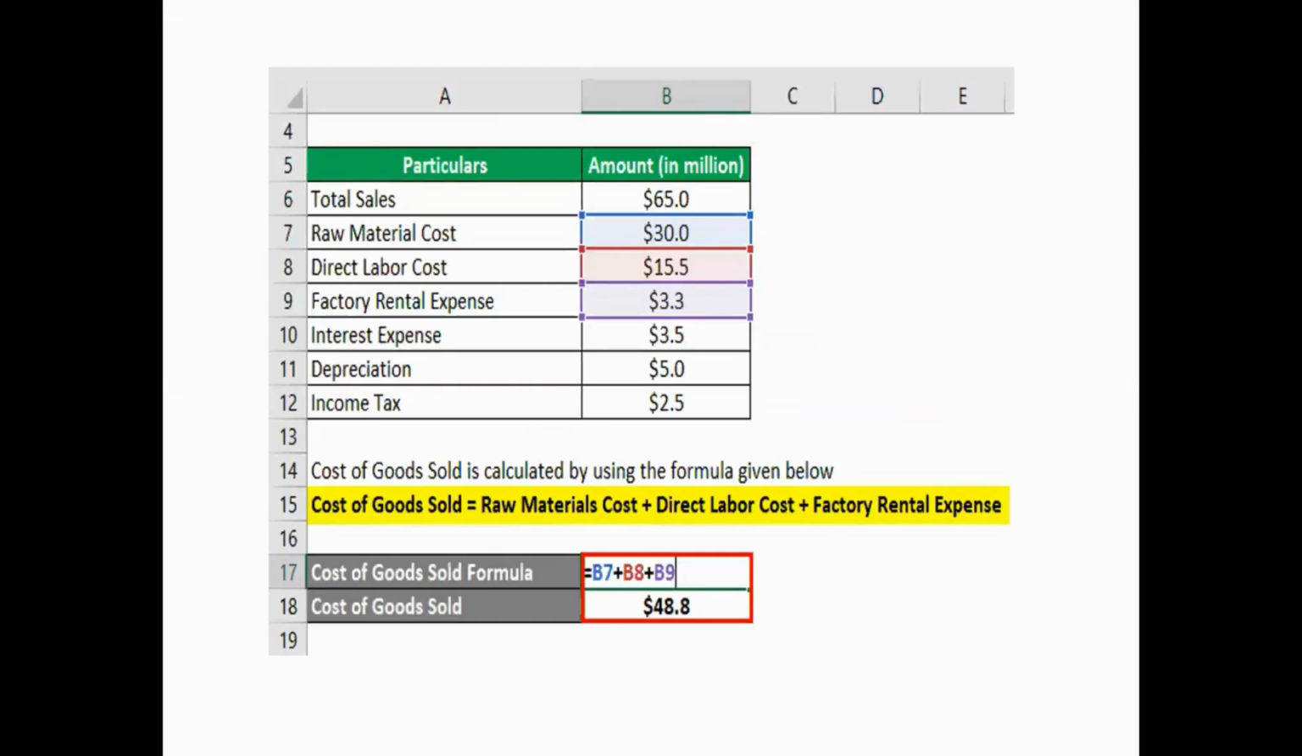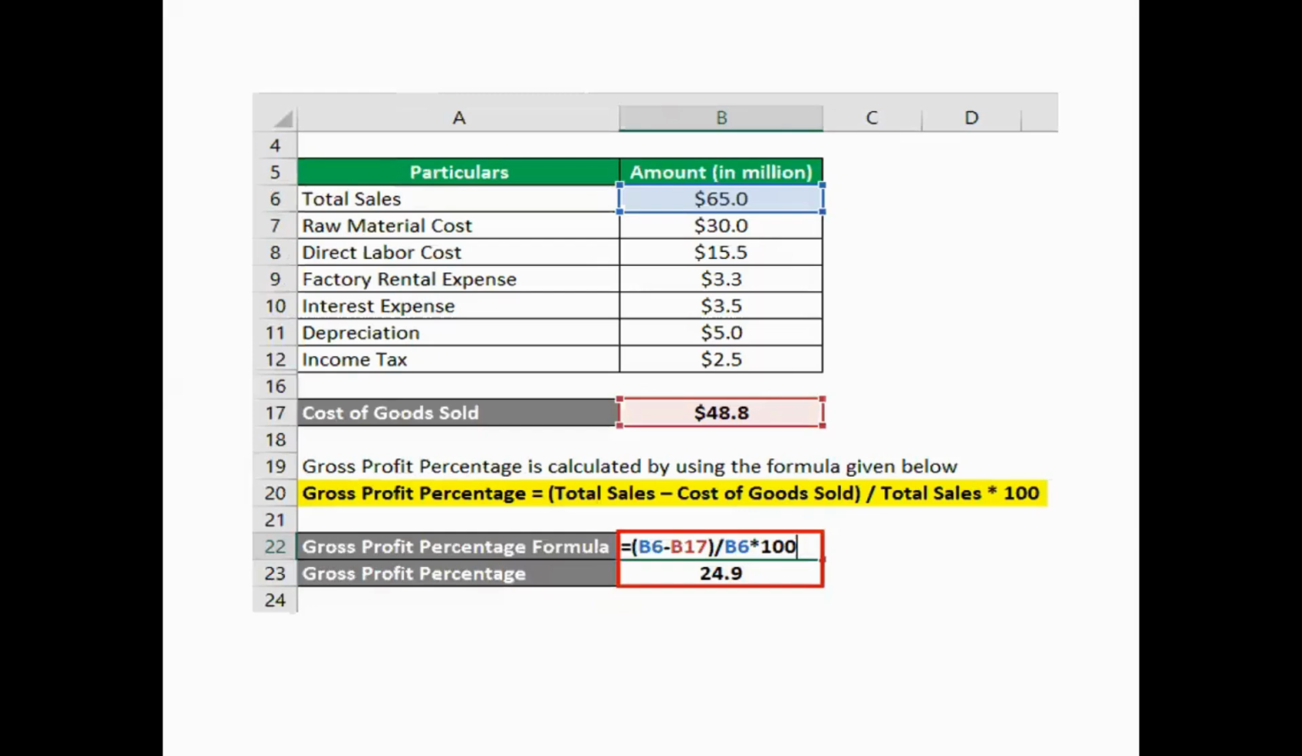Here is the way we calculate cost profit ratio in Excel. First we calculate cost of goods sold, then we apply gross profit. The gross profit ratio's formula. Here the cost profit percentage or gross profit margin will be 24.9%.